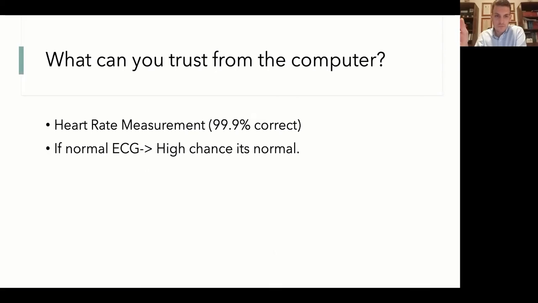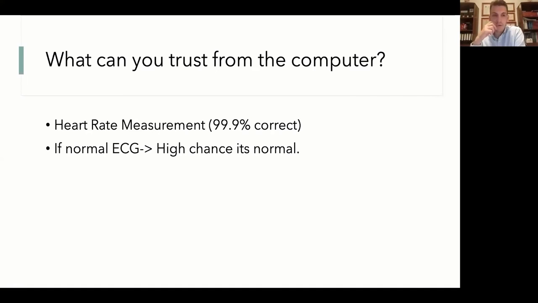What can you trust from the computer? The heart rate measurement actually is correct 99.9% of the times, and this is something that is usually trustworthy. But we will learn how to calculate it, because on the off chance that you have a machine that doesn't calculate it, you need to be able to do so. And if the machine says that the ECG is normal, the possibility of it actually being normal is extremely high. The problem is that it gives false positive results, so that means falsely pathological results.